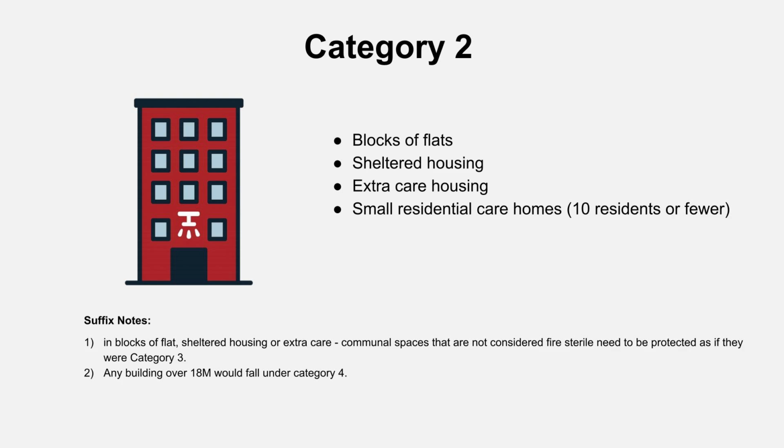This means you could have a building with multiple categories, for example a Category 2 block of apartments under 18 meters with a Category 3 bin store. 2. Again, anything over 18 meters automatically becomes Category 4.